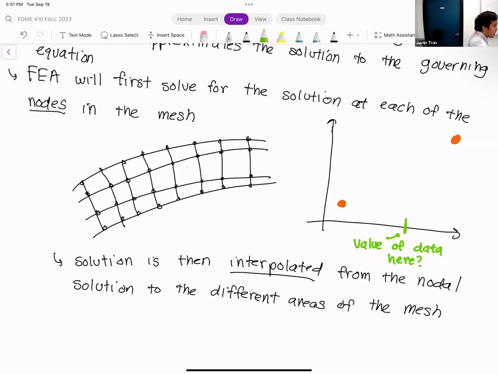And so you can't just pull that from the table. You can't pull that from your data because it just doesn't exist at that point. But what you do have are the values for the data surrounding it. And so what you can do is assume some functional form. The most common case here is you assume a linear relationship between your two data points, and then you use that line to approximate what this value should be here.